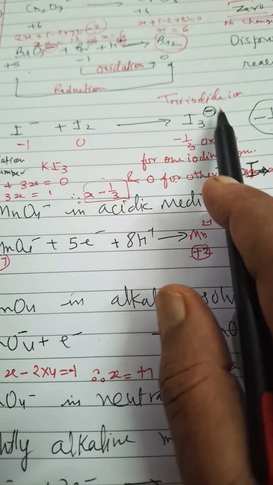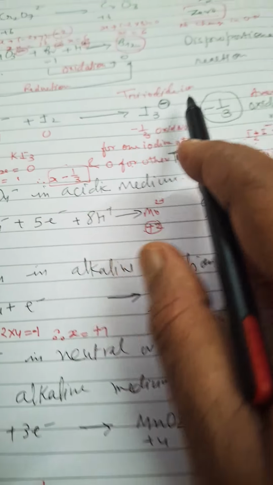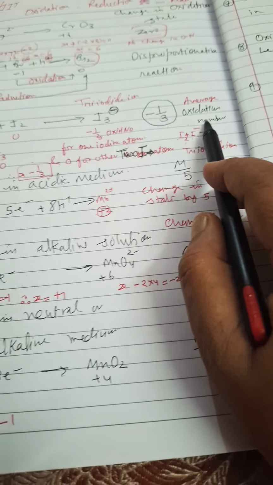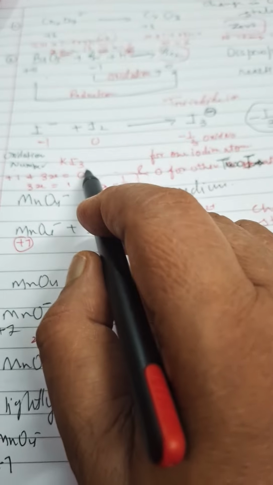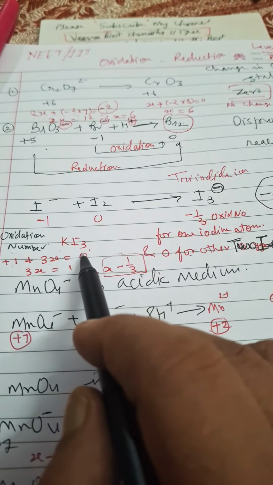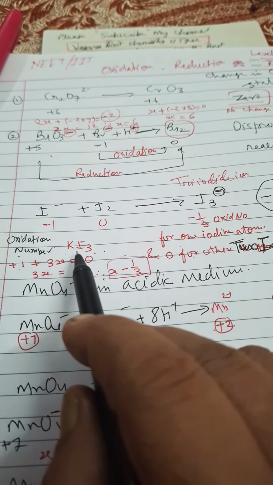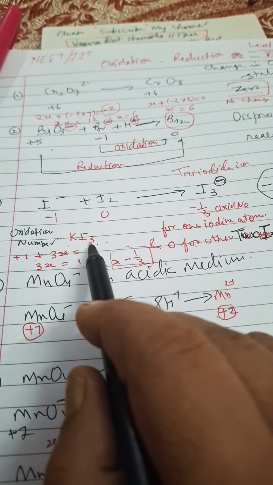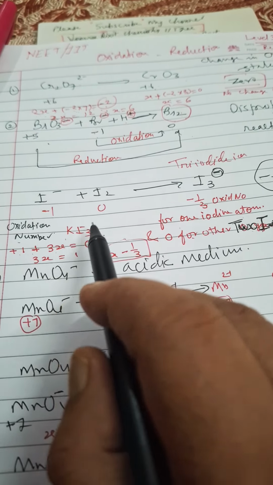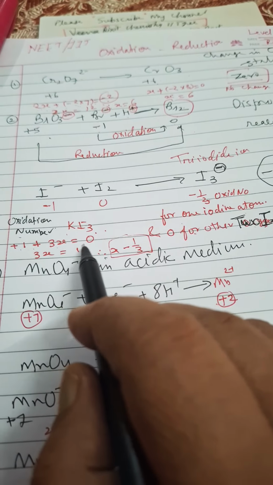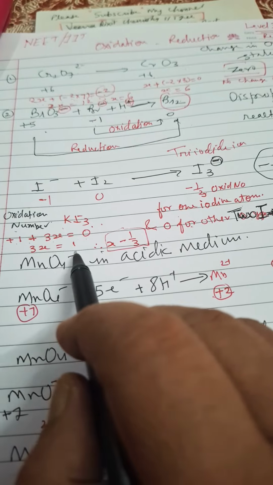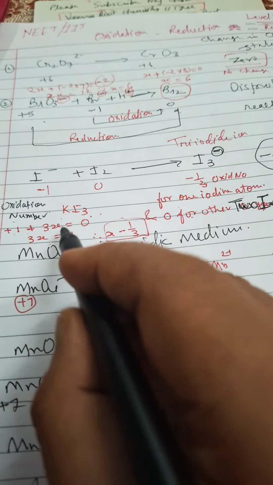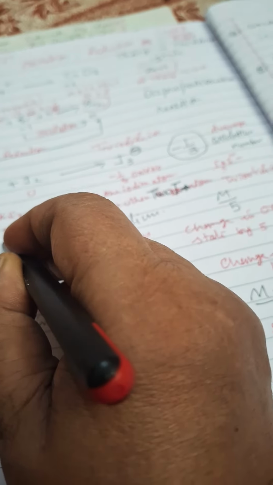I negative plus I2 forms the triiodide ion. So for this triiodide ion, we are taking it as average oxidation number. For example, it is forming KI3. KI3 is the ionic compound of it. So K is having positive charge. Suppose I is having X oxidation number, then 3 times X is equal to -1. So X will be equal to -1/3.